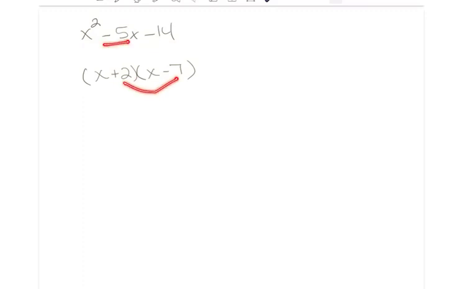When I add these two together, what do I get? Negative 5. So after you get to that point, you can just do a quick little double check. Multiply them together, see if you get the last term, add them together, and see if you get that middle coefficient.